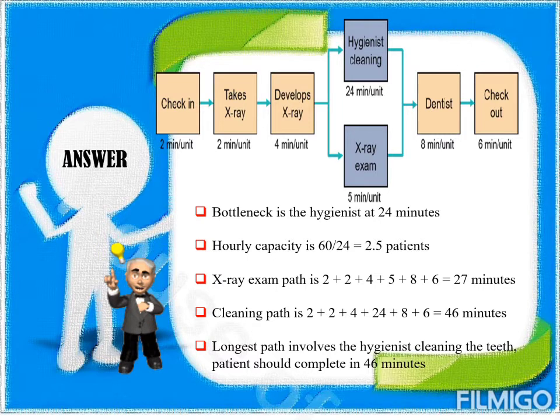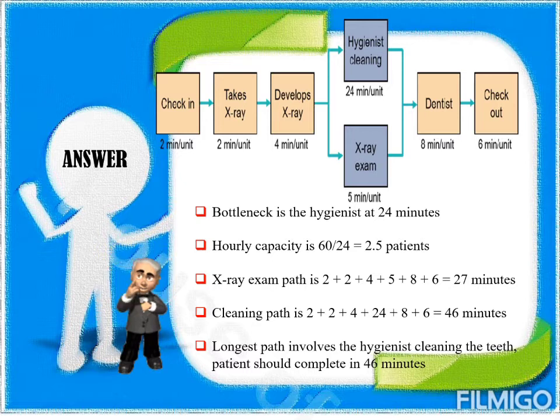We move on to our second question, which is what is the hourly capacity? They are asking for hourly capacity, but the time given for the elements in the diagram is in minutes. We should know how to convert. For hourly capacity, 1 hour is equivalent to 60 minutes. So we convert the hour into minutes, which is 60 minutes. The formula will be 60 minutes divided by the bottleneck process minutes.